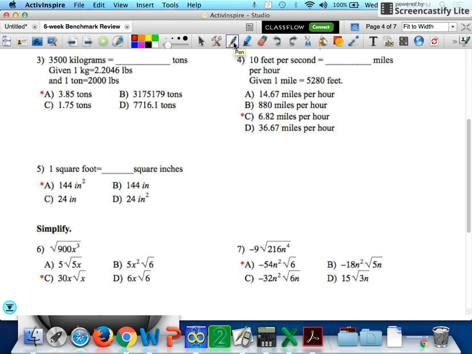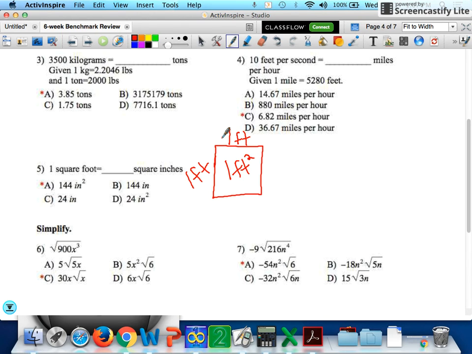Number 5 is an interesting question. We've only seen it very rarely. Okay? It says 1 square foot is how many square inches? Well, a square foot, a common household measurement, is 1 foot on each side, therefore giving us 1 square foot. It's an area problem.